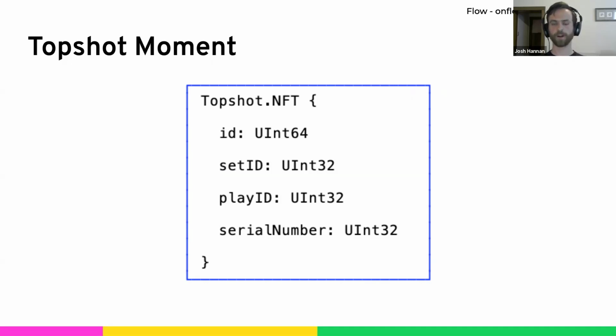So if there were 100 of these Steph Curry 3-pointers minted in the Steph Curry highlights set, this would say this moment is number 12 of 100, or number 60 of 100, just to indicate where it is in that set and play combination. All right, so I want to get back to how we actually create these plays and sets.